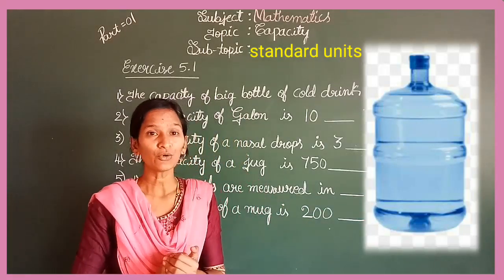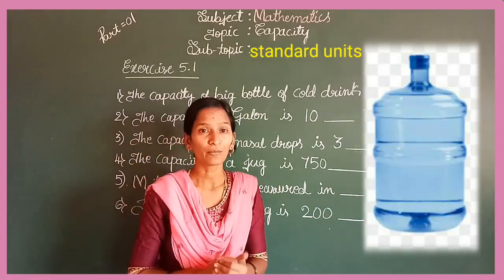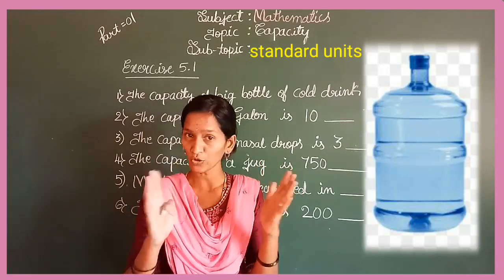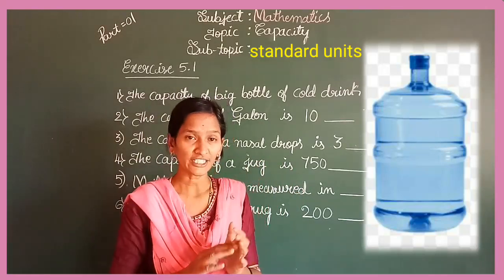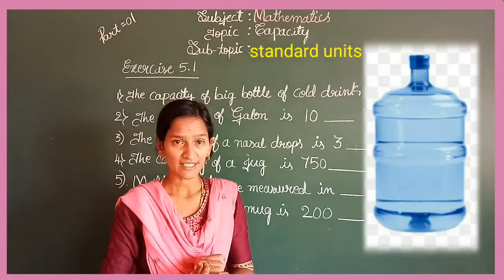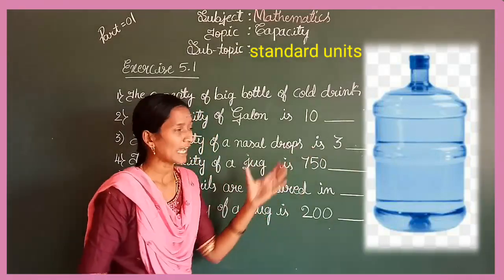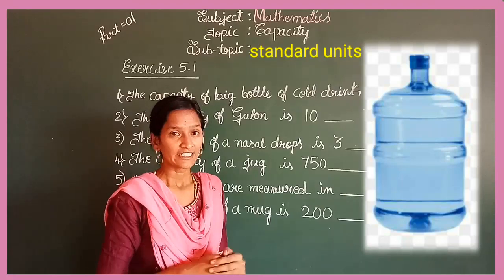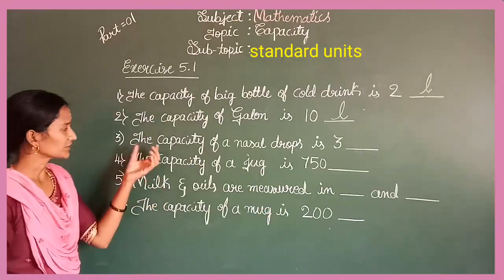because already you know which container is big in size has more capacity, and which container is small in size has less capacity, right? So this gallon, observe the size, it is big, right? So come to the third one.